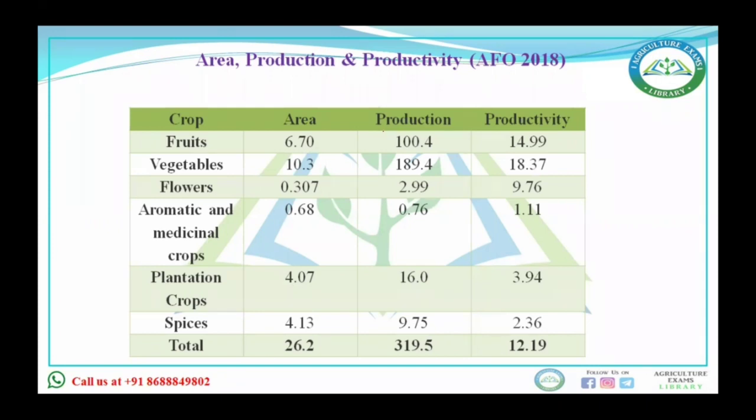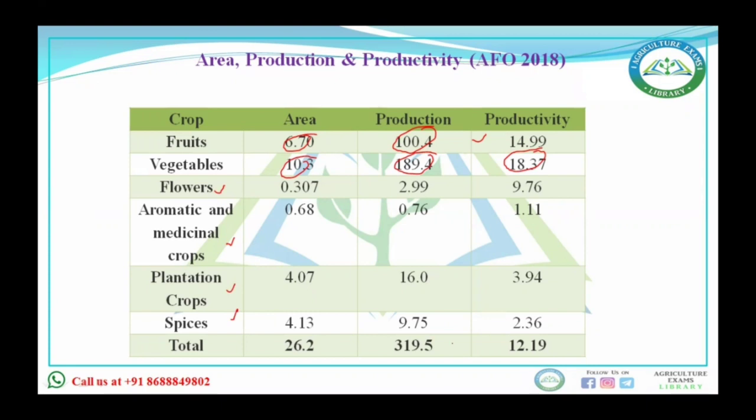Okay, you see the area under fruits is 6.70 million hectare, production is 100.04 million ton, and productivity is 14.99. Again, for vegetables, the area is 10.3, production is 189.4, and productivity is 18.37. Likewise, you can see flowers, aromatic and medicinal plants, plantation crops, spices, and in total the area is 26.2 million hectare, production is 319.5 million ton, and productivity is 12.19.